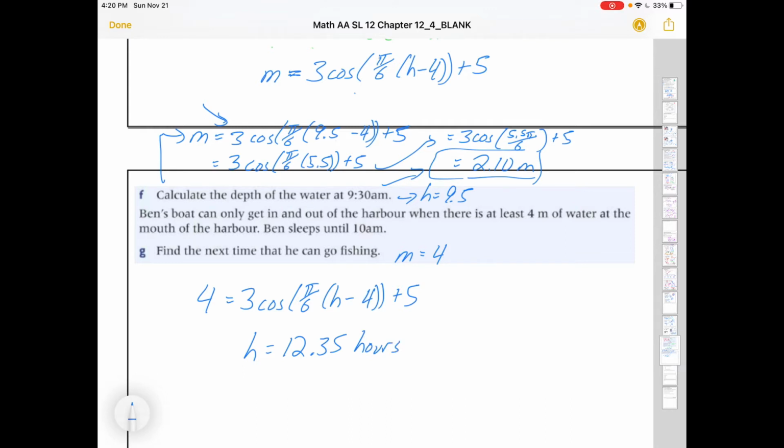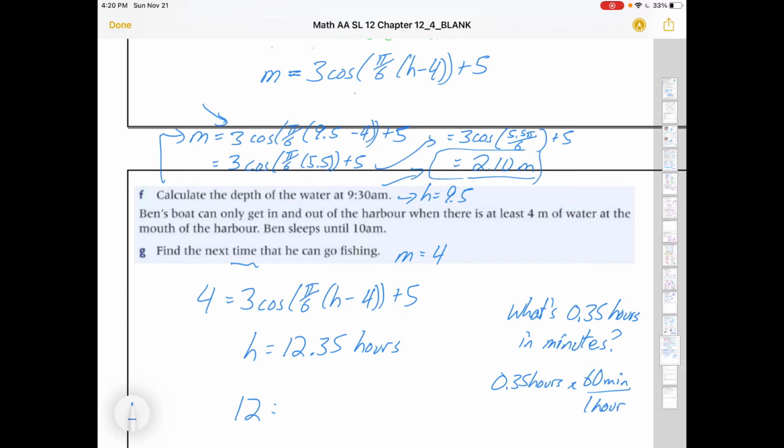Now, if we want to give that as a time, it's 12 o'clock and something. I have to figure out what's 0.35 hours in minutes. And this is where a little unit analysis might help. 0.35 hours times 60 minutes per 1 hour. And if you times 0.35 by 60, you're going to end up with 21. So it's 12 hours and 21 minutes. In other words, it's 12:21 p.m.